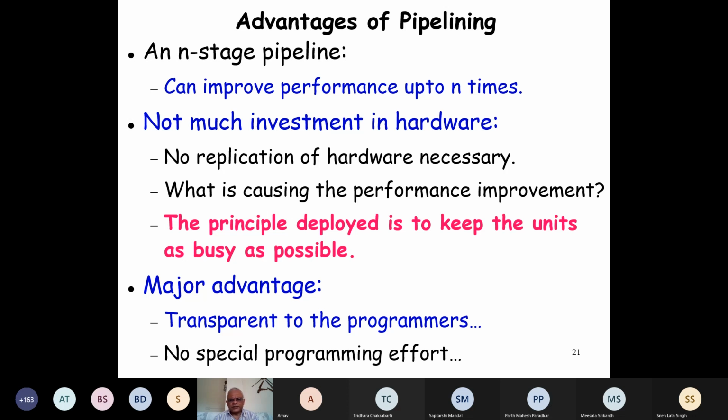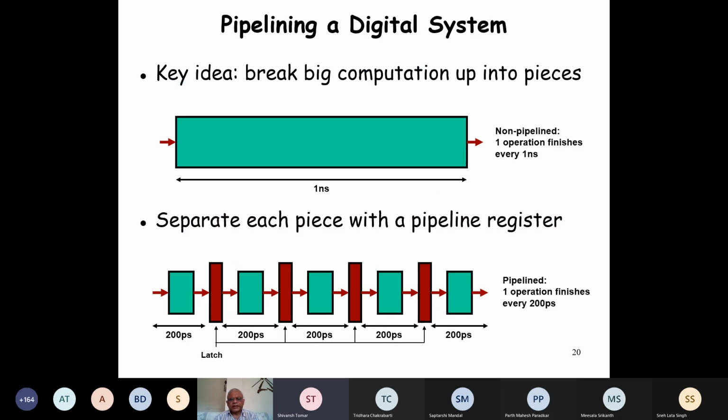Yes, please. In those buffer registers, won't it take time in loading and then storing? Yes, Sivans, good question. It is a bit of time. Let's say a computation takes 200 picoseconds; we may take 5 picoseconds to store into the latch. So yes, very correct, we need a little bit of overhead.